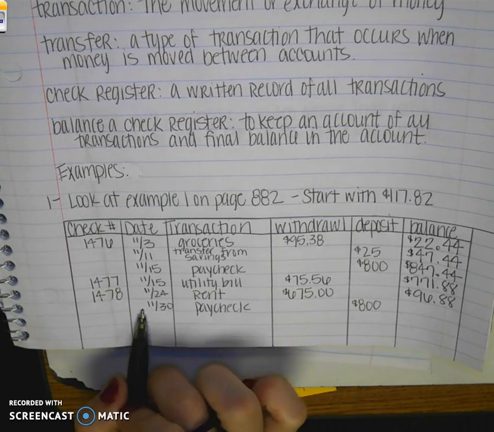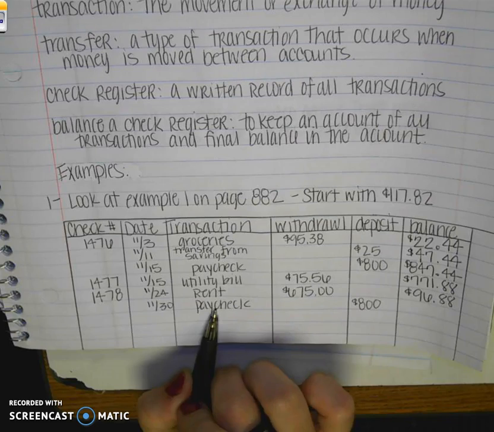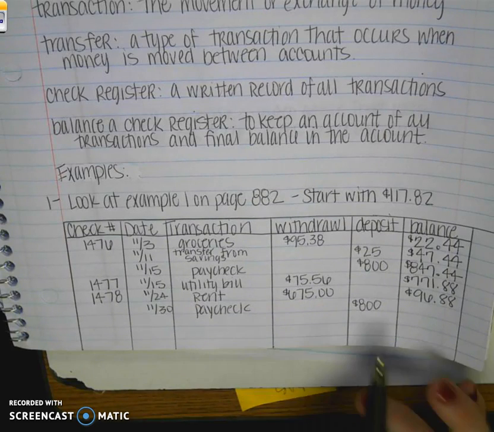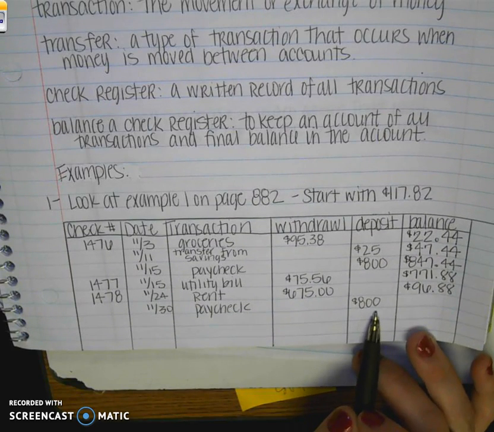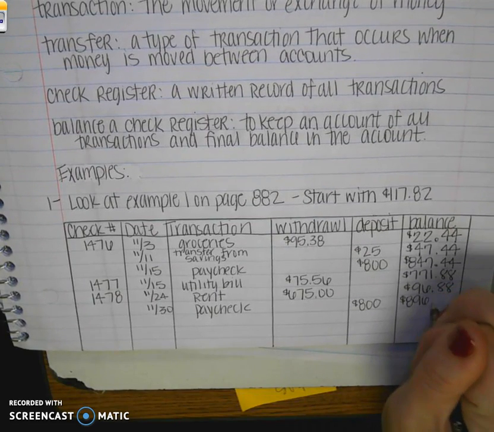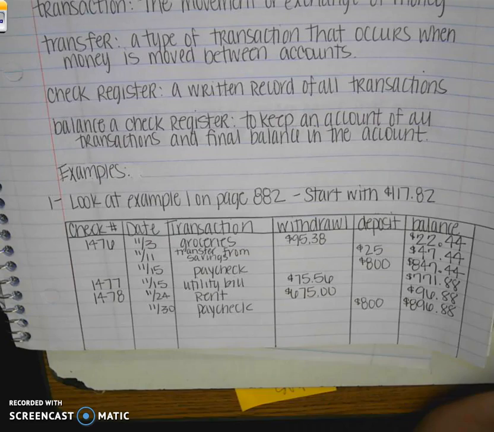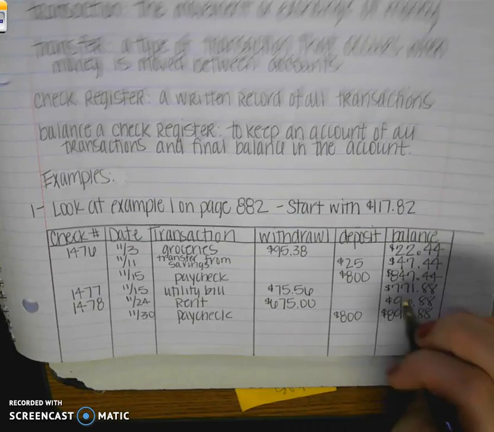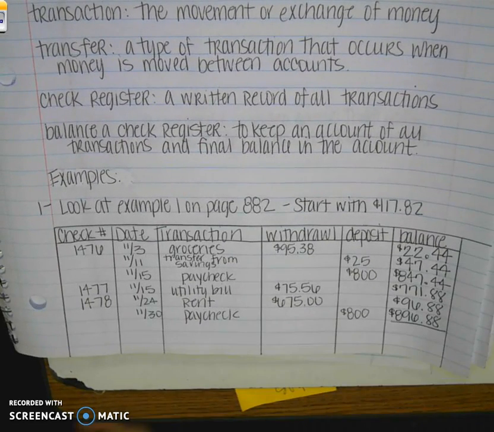Then on the 30th, I get paid. So my paycheck goes into my bank account. That money gets deposited into my account, and because it's a deposit, I'm going to add it. So at the end of this month, on the 30th, I currently have $896.88 in my bank account. That is an example of a check registry.